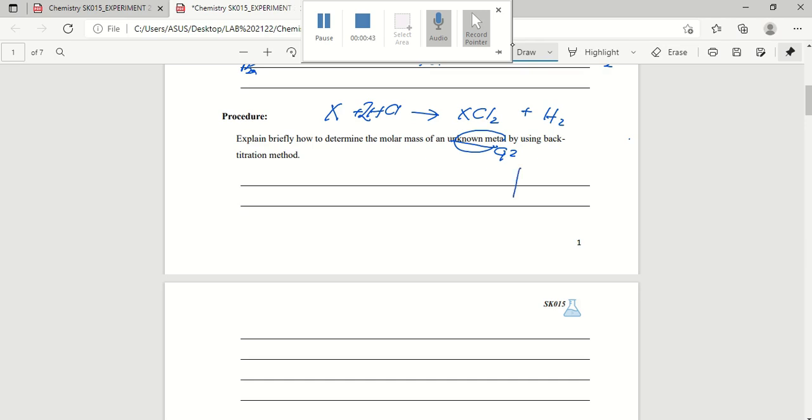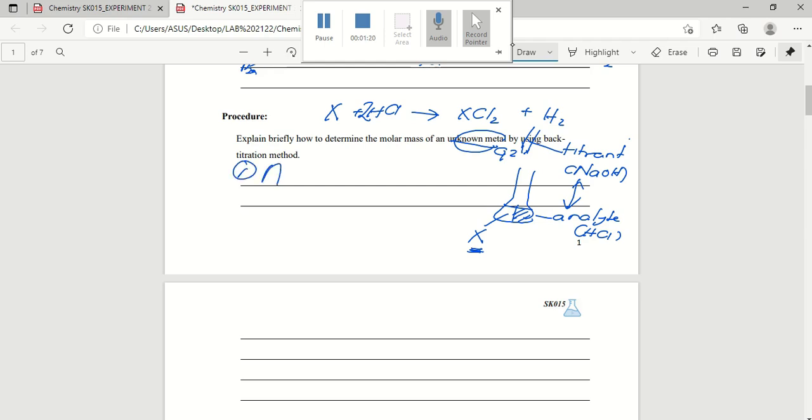Okay, back titration method, we have analyte in this conical flask, for example, hydrochloric acid, and the compound in the burette is titrant. For example, we use NaOH. Okay, in back titration method, some of the analyte has reacted with the metal, and only what's left here will react with sodium hydroxide.